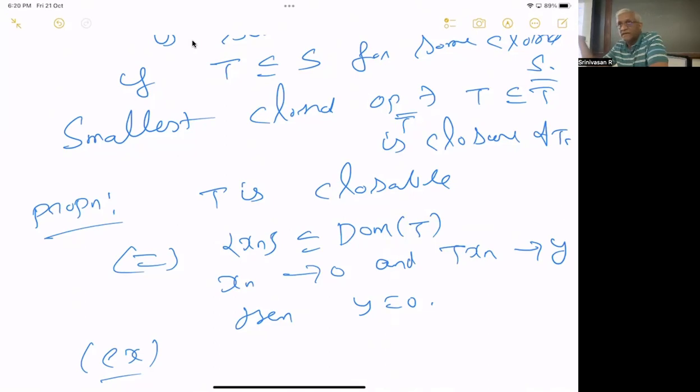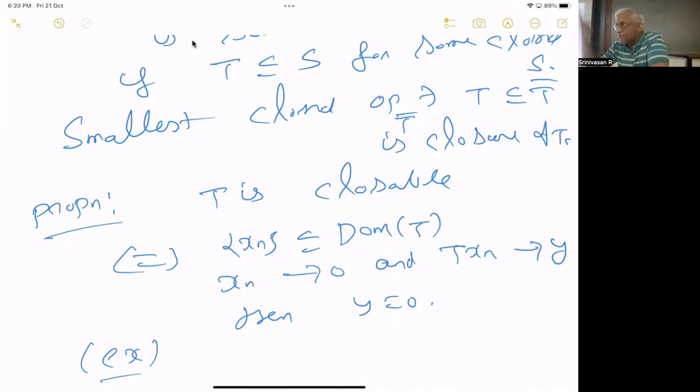It will not work. That is the idea. Here it says Xn has to, it is a condition, much stronger condition. Xn has to go to 0, and Txn is going to some Y. It has to converge. Xn may go to 0, Txn may not converge. It may blow up. That is the property of an unbounded operator.